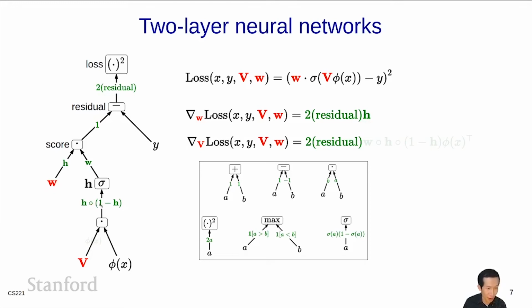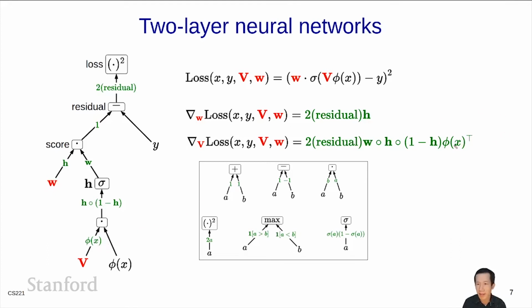This hollow circle here represents the element-wise product of a vector. So you just take 2 vectors and you multiply the elements together. And this is because this function is applying just element-wise. And then what about this final edge? This is just going to be phi of x, which is just the other input. And now we can just multiply the rest of these things together. So we have W times H times 1 minus H times phi of x transpose.